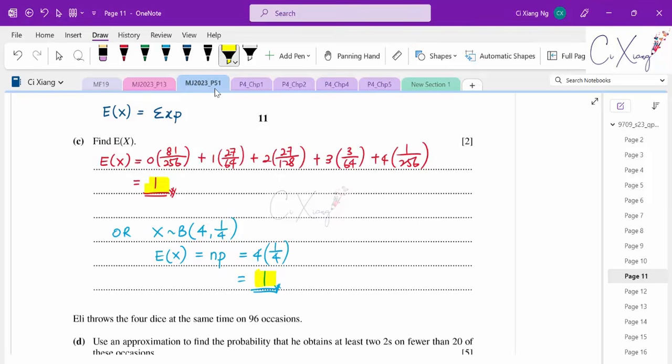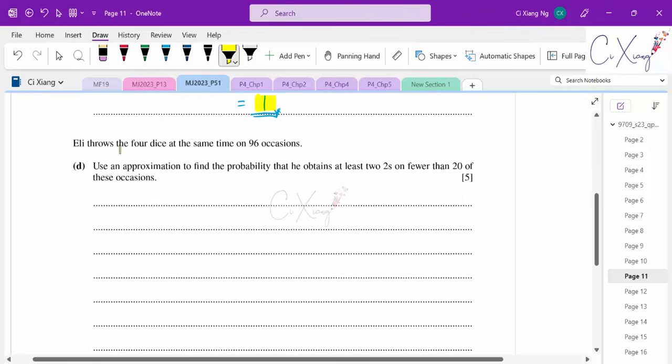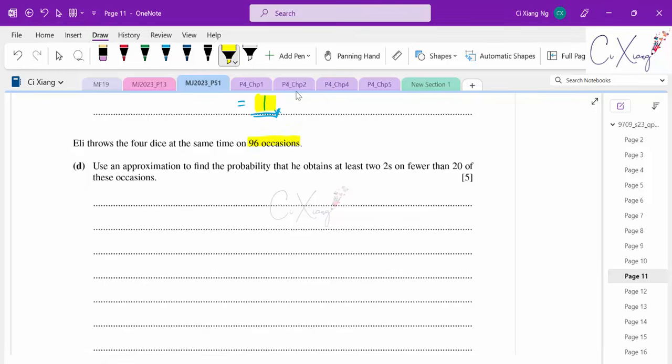So it depends on which method you can observe. All right, so these are the suggestions for you to get the answer for the expected value for this question. Then let's continue further. Now he throws 4 dice at the same time on 96 occasions. So that means every time I will throw 4 dice, and I'm throwing the 4 dice for 96 times. Okay, so that's the meaning.